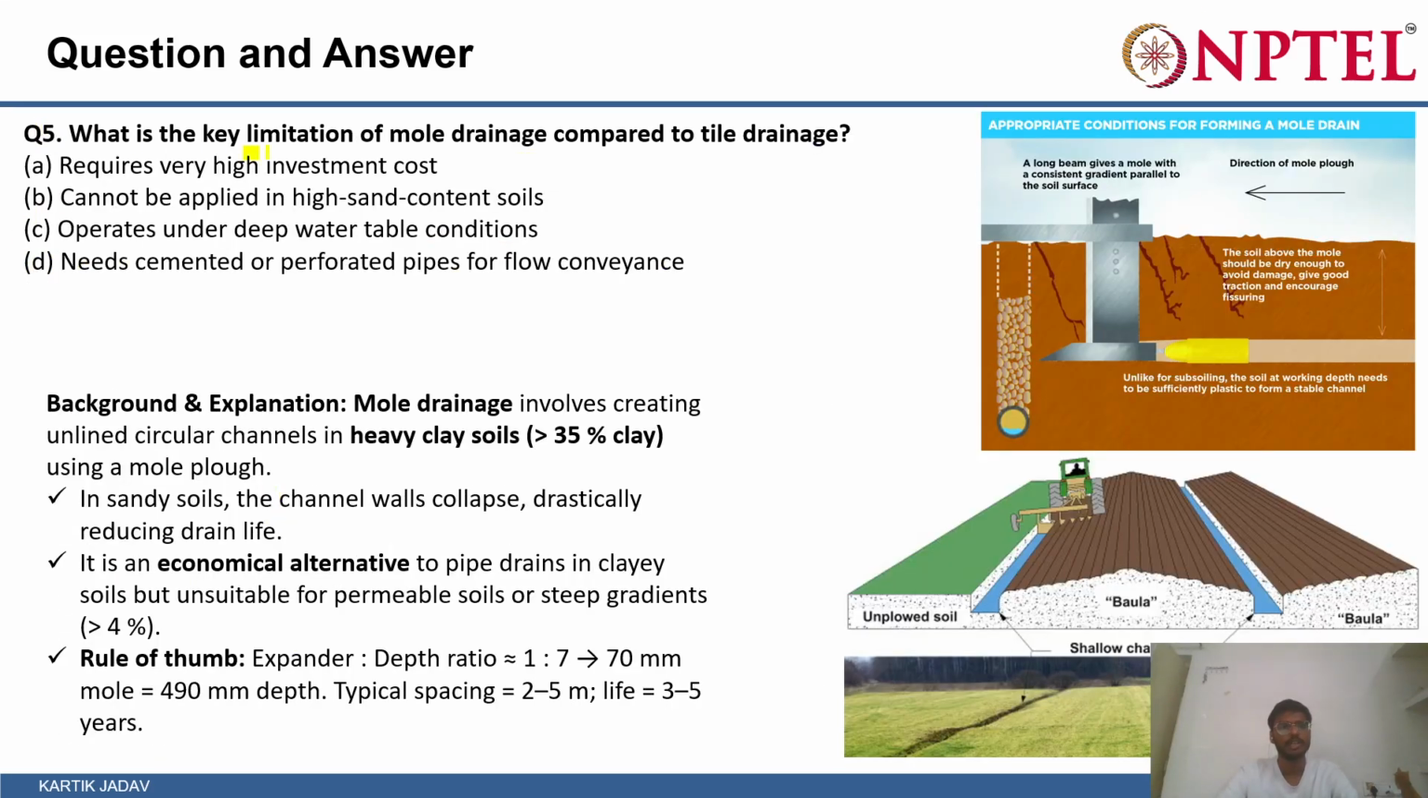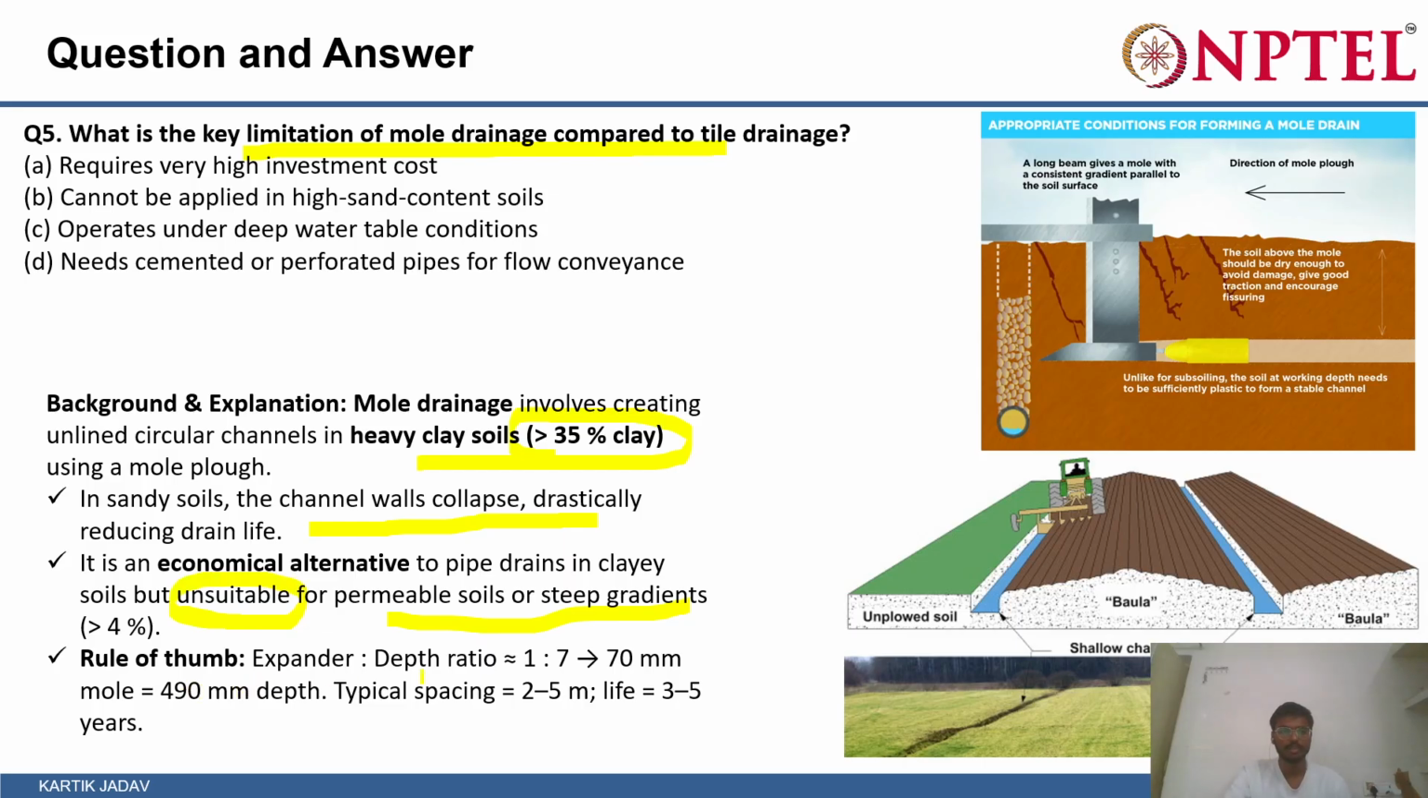Question number 5. What is the key limitation of mole drainage compared to tile drainage? We know that mole drainage involves creating unlined circular channels in heavy clay soil with a clay content greater than 35% and sand content less than 30%. In sandy soil, channel walls collapse and that reduces the drain life. It is an economic alternative to pipe drains in clay soil but unsuitable for permeable soil or steep gradient soil graded more than 4%.